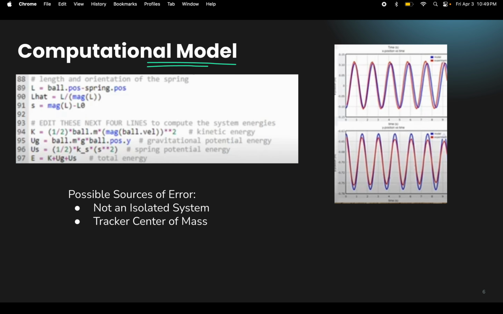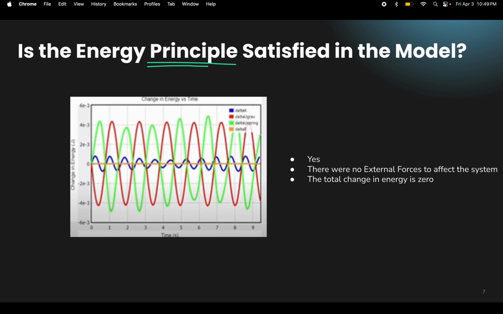Even though these errors are relatively minor, they can still cause slight differences between the experimental data and the computational model. So to determine whether the energy principle is satisfied, we analyze the total energy of the system in our computational model. The results show that the total energy remained essentially constant throughout the motion. While kinetic and potential energy were constantly changing and transferring back and forth, their sum did not significantly increase or decrease. This indicates that there were no major external forces doing work on the system and that energy was conserved. Because of this, we can conclude that the computational model successfully follows the energy principle and accurately represents the physical system.